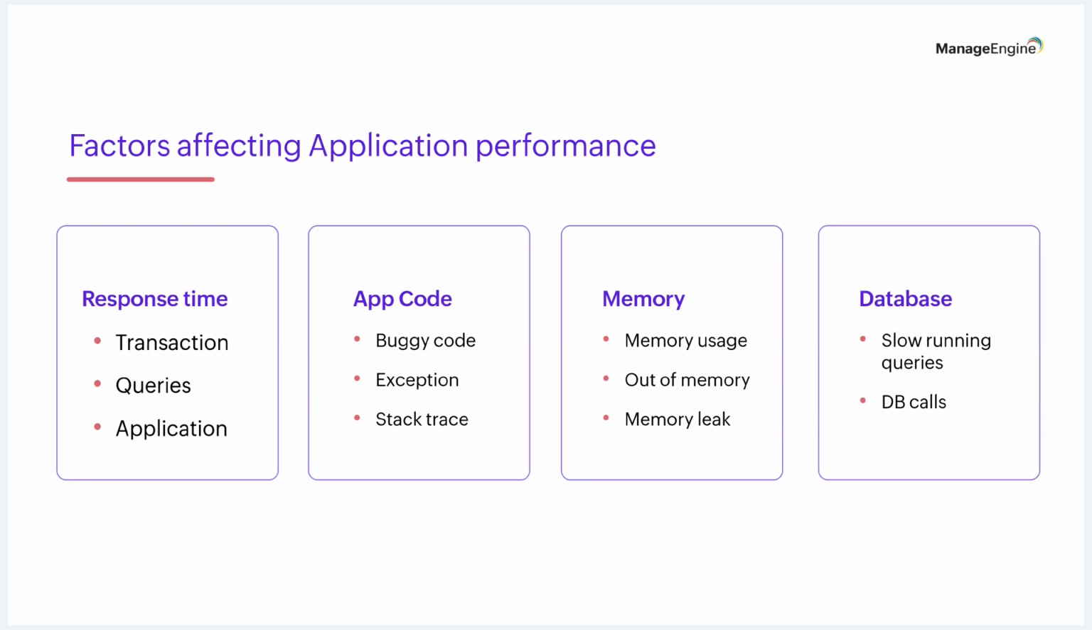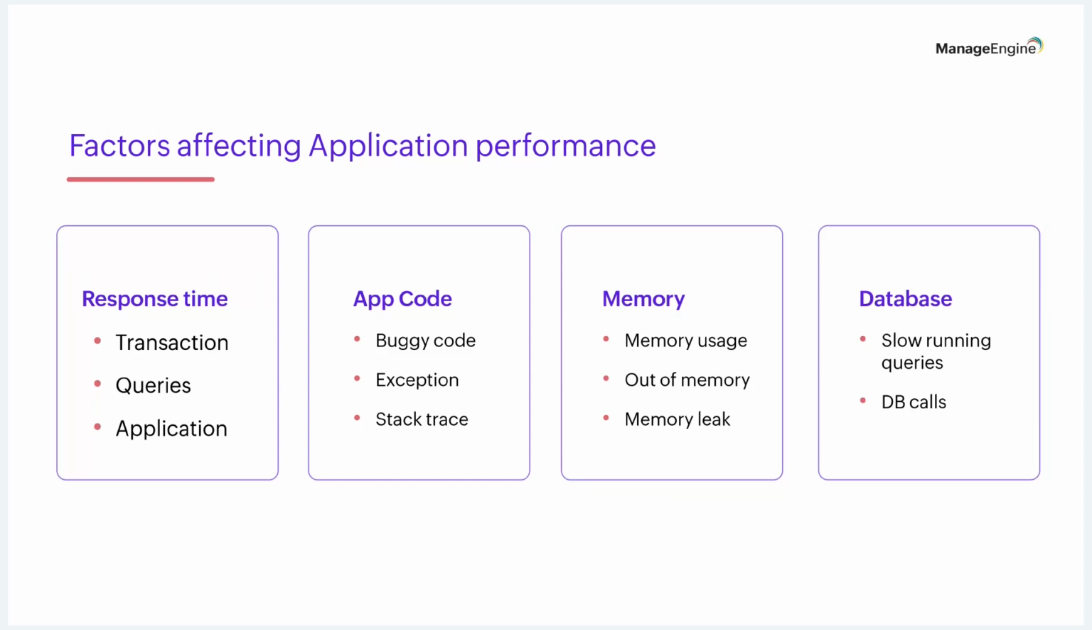Another important factor is application code. Bugs, inefficient logic, or excessive exception handling can cause unexpected behavior and performance degradation. So frequent errors often indicate deeper issues in the code. Stack traces help identify the sequence of function calls that led to an error, which makes it easier to locate the performance problems.